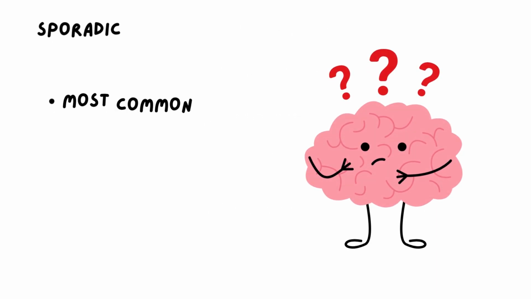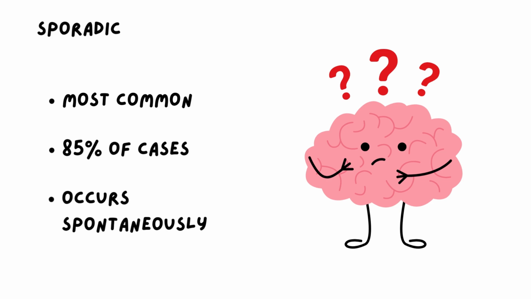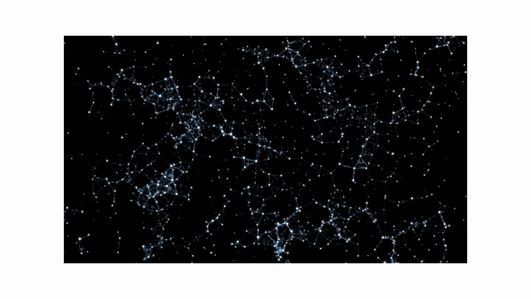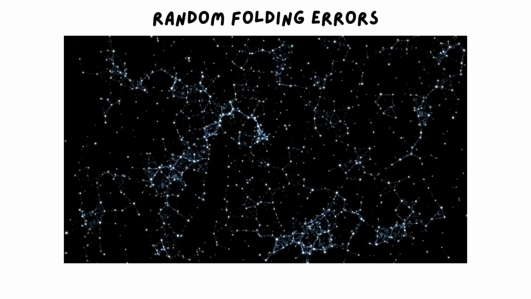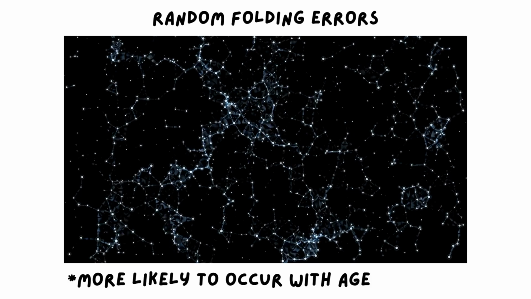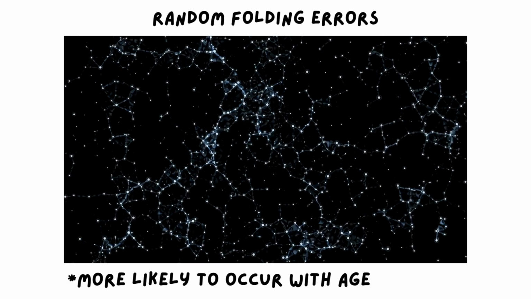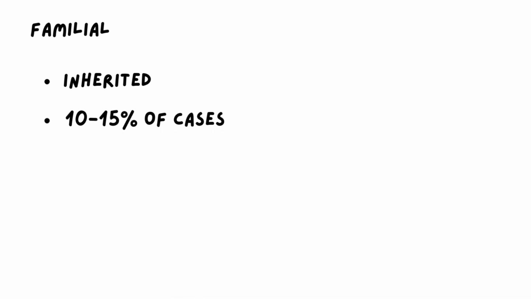Sporadic CJD is the most common form of CJD, accounting for around 85% of cases worldwide. This form of CJD occurs spontaneously with no known cause. However, it is hypothesized to be the result of random protein folding errors. These errors are more likely to occur with age, which may be why sporadic CJD more commonly affects ages around 60 to 65.